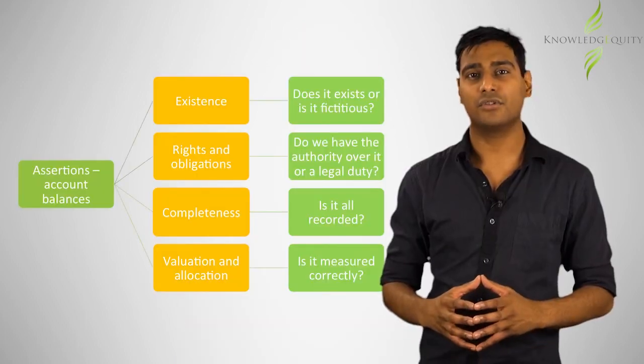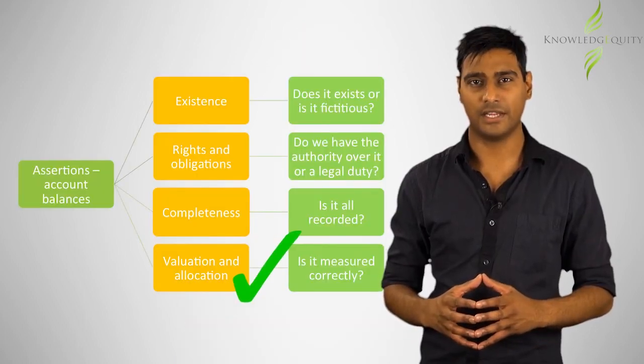For example, the accountant of Entity A was uncertain regarding the calculation for the allowance for doubtful debts. Discussions with management indicated that significant judgment was involved in arriving at this amount. What is the assertion most at risk? The assertion most at risk would be valuation and allocation.